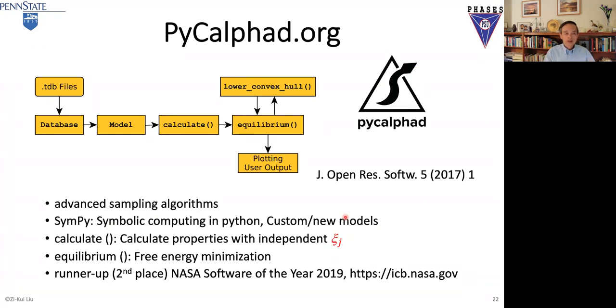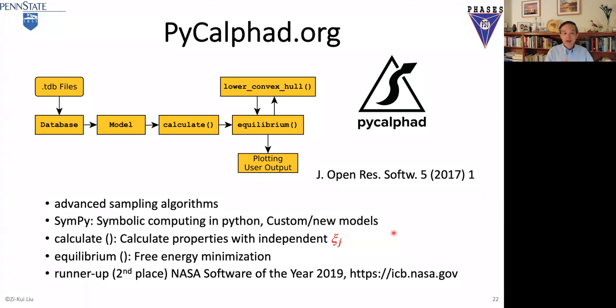It uses advanced sampling algorithms to find the starting point for calculations. And a very important thing about pycalphad is that it uses symbolic computing in Python, so you can develop new models. For example, we just recently implemented the quasi-chemical model into pycalphad. And in the future, it will be very easy for anybody to develop new models.